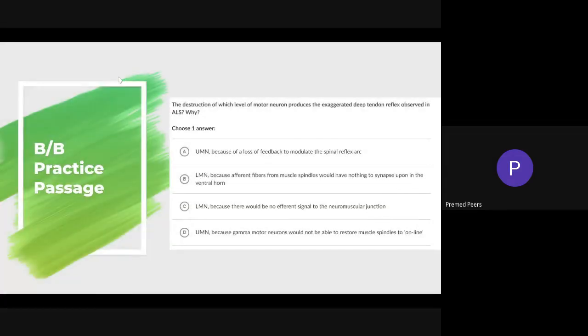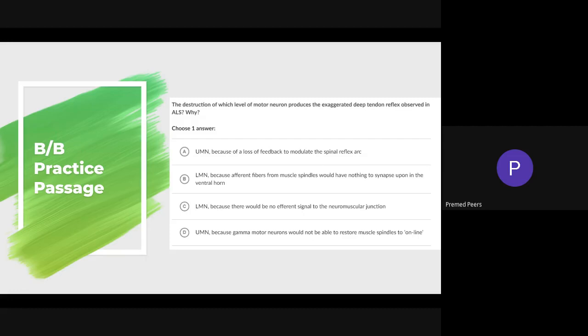Okay. So the destruction of which level of motor neurons produces the exaggerated deep tendon reflex observed in ALS, and why? Again, this requires you to look back at the passage. In this case, you can start by ruling out B and C, the lower motor neurons. That's because if your lower motor neurons were destroyed, that would result in a decreased motor neuron response. So you can rule those two out, which leaves your upper motor neurons.